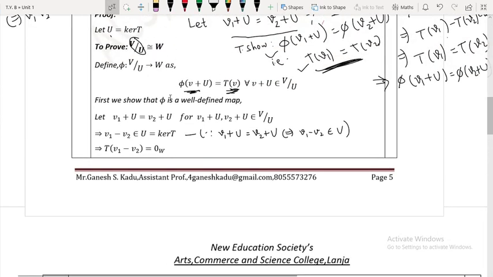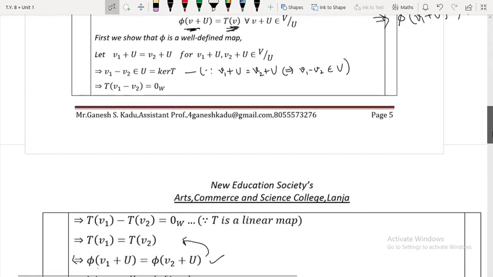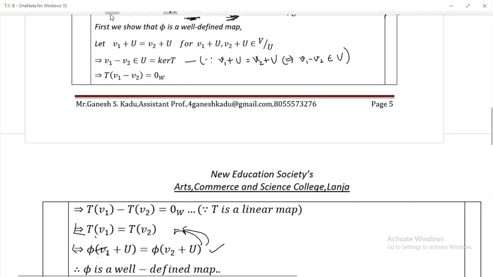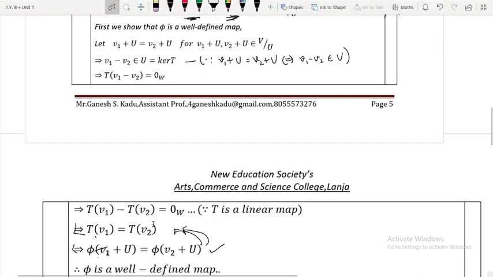See, what will be phi of V1 plus U? It will be T of V1, and phi of V2 plus U will be equal to T of V2. Okay, so therefore this will imply this, and it is if and only if we shift this T of V2 to the left hand side, so therefore we will get this. Okay, this is again if and only if.